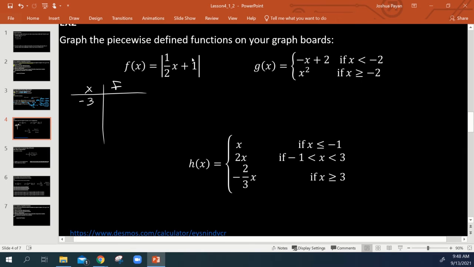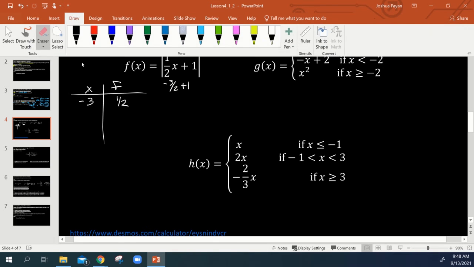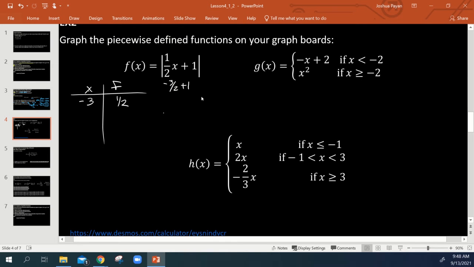So negative 3, right? If x is negative 3, I'm going to have negative 3 over 2 plus 1. So that'd be negative 1/2 would be f. And actually, it wouldn't be negative because we're doing the absolute value. Okay? So then, at negative 2, we have negative 1 plus 1, so at negative 2, we get 0. At negative 1, we're going to have 1/2. And at 0, we're going to have 1.